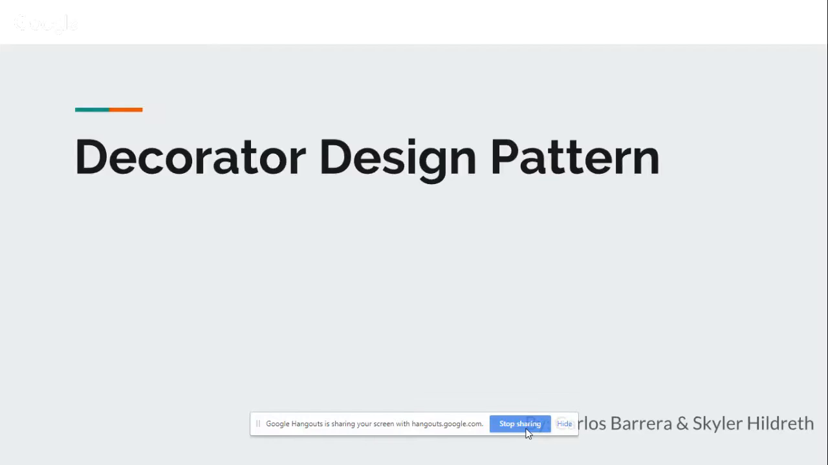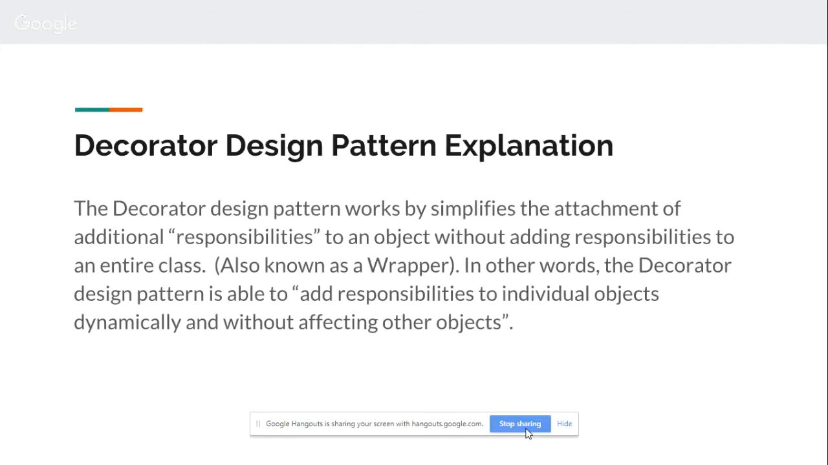The decorator design pattern works by simplifying the attachment of additional responsibilities or features to an object without adding responsibilities to the entire class. If you've ever worked with object-oriented design, which most of us have, this is also known as a wrapper. In other words, just like a wrapper, the decorator design pattern is able to add responsibilities to individual objects dynamically and without affecting other objects.